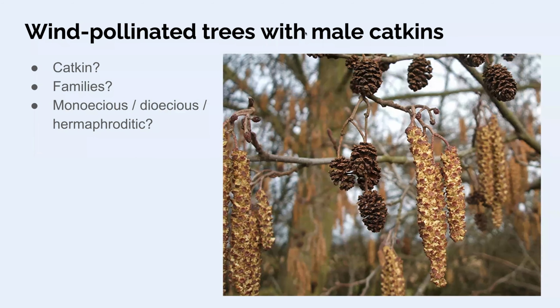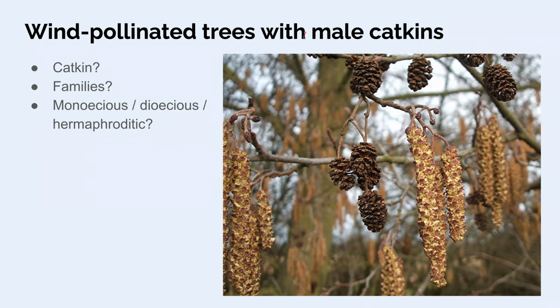I'm going to do something similar to what I did with the aquatic plants. I'm going to group these by their similarities. So we're going to talk about a few families that have a lot in common and emphasize their differences. The families we'll talk about are grouped by being wind pollinated and having their male flowers arranged into catkins.